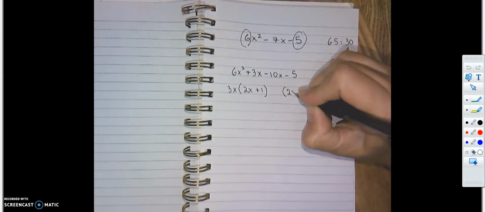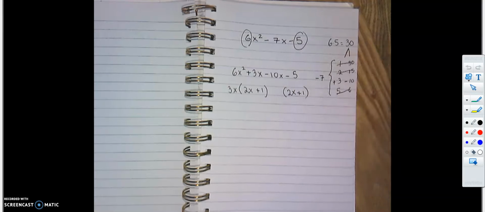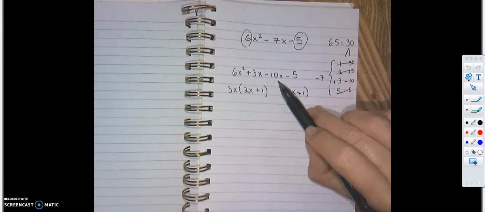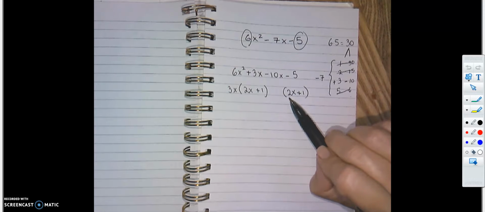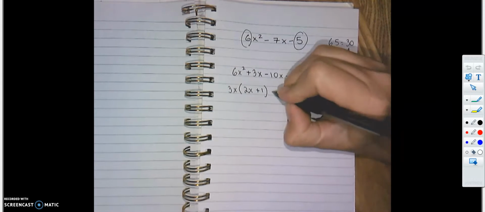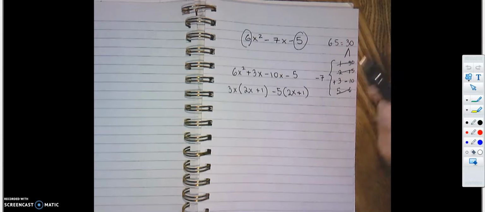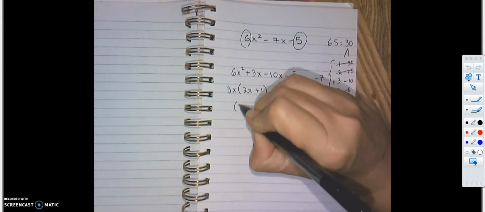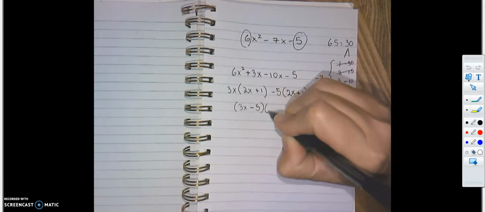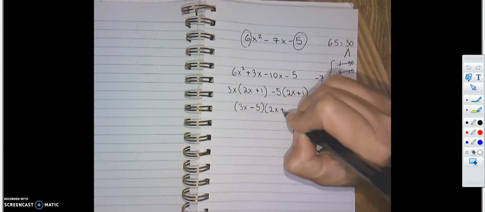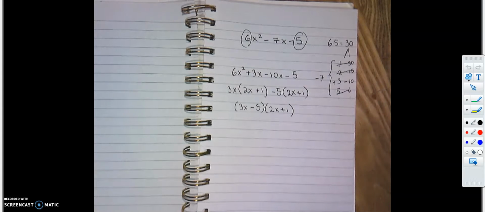Write down the 2x plus 1 again. And now in this case, we are looking for minus 10. We have plus 2. So what do we have to multiply plus 2 by to get minus 10? So the answer is minus 5. And you check. Minus 5 by 2 gives you minus 10. Minus 5 by plus 1 gives you minus 5. So it would work. And then again, the final step is group them into 2 brackets. So you go 3x minus 5, 2x plus 1. And that's the factors.